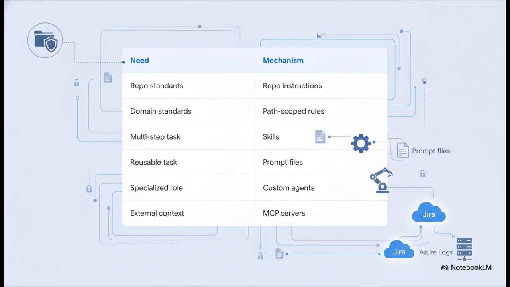For example, if you just need a stable baseline behavior across your whole repository, you stick with repository instructions. Simple, right? But what if you need external context, like reading Jira tickets or pulling Azure logs? That's when you spin up an MCP server. This heuristic keeps things incredibly organized and ensures you aren't over-engineering, like building a custom agent when a simple path-scoped instruction would have solved the problem with way less overhead.